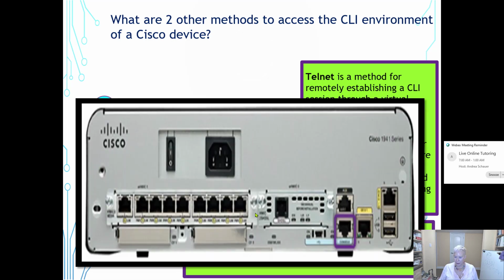Here's an example of the console port, where it's blue. And right above that is the auxiliary port. We have a bunch of different routers and switches in our lab, so you'll just have to look at each of them. I recommend you take a look and see if you can find the console port and the auxiliary port.